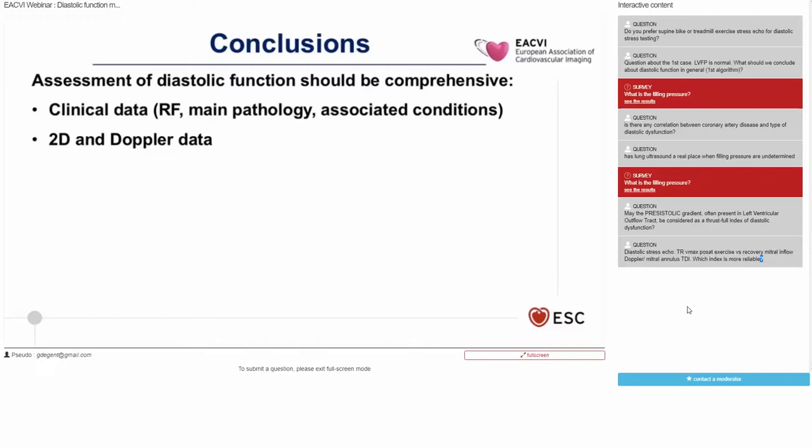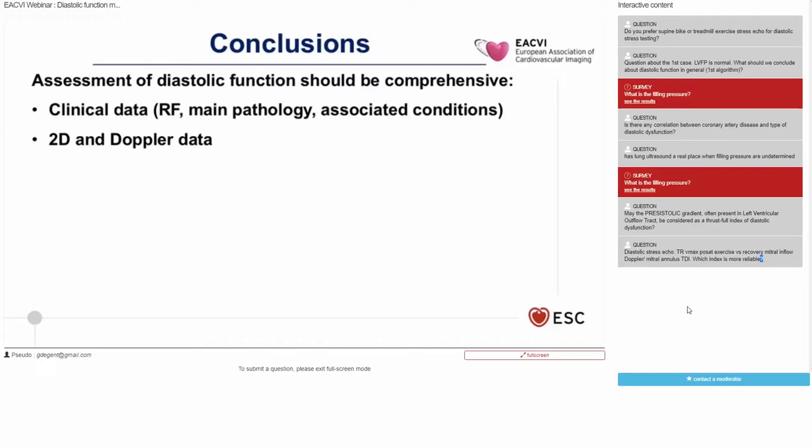Assessment of diastolic function should always be comprehensive, and it should always start with clinical data. One cannot judge the level of diastolic function just based on echo parameters, because you have to take the whole clinical context, which makes a huge difference sometimes. So remember, look for risk factors for HFpEF, look at the main pathology, look at the associated conditions which may interfere with your assessment, and this applies to specific parameters.